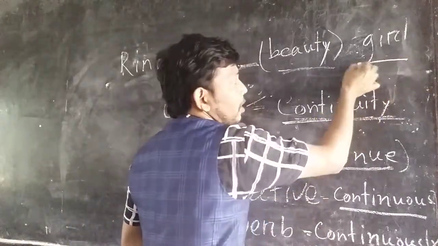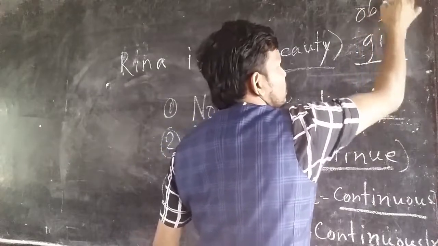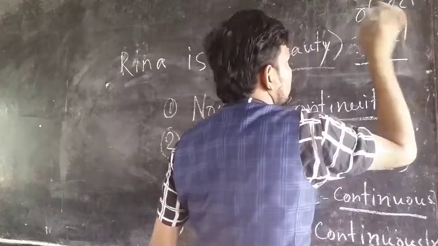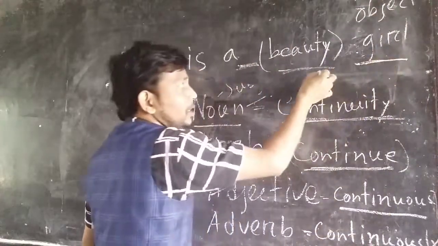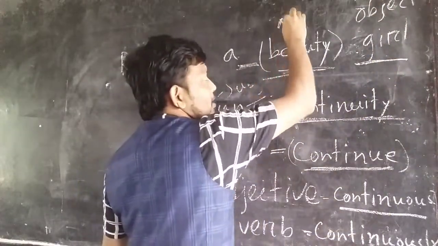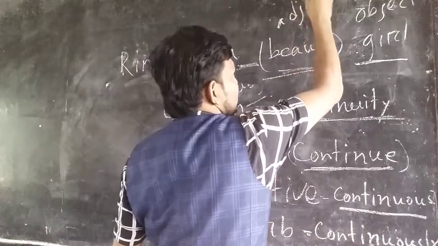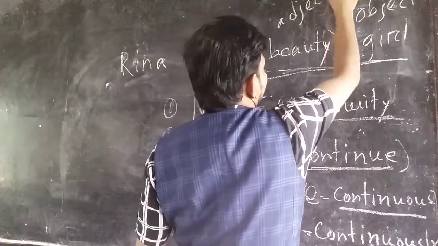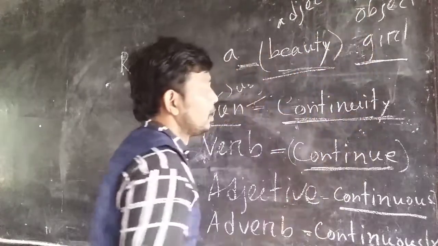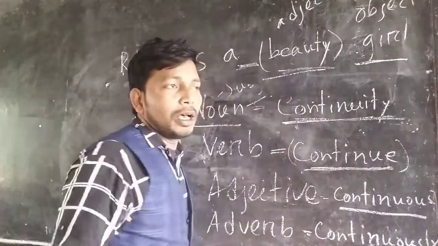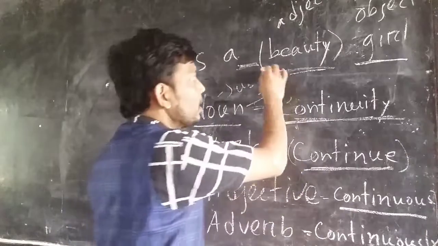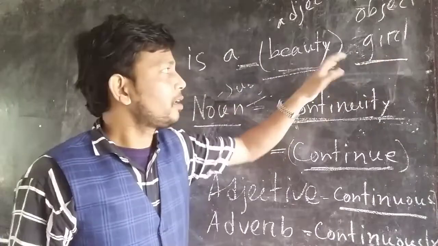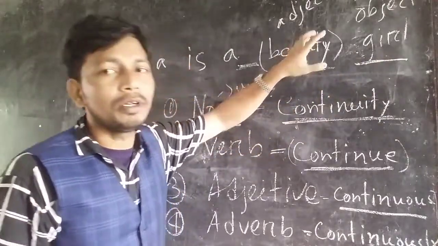So this is the object position, and in object position we get noun. So this is also noun, common noun girl, and before this noun, this is the adjective position. You have to put adjective here. So beauty, adjective of beauty is beautiful. So you have to write here beautiful. Now we know that Irina is a beautiful girl. You have to put here beautiful.